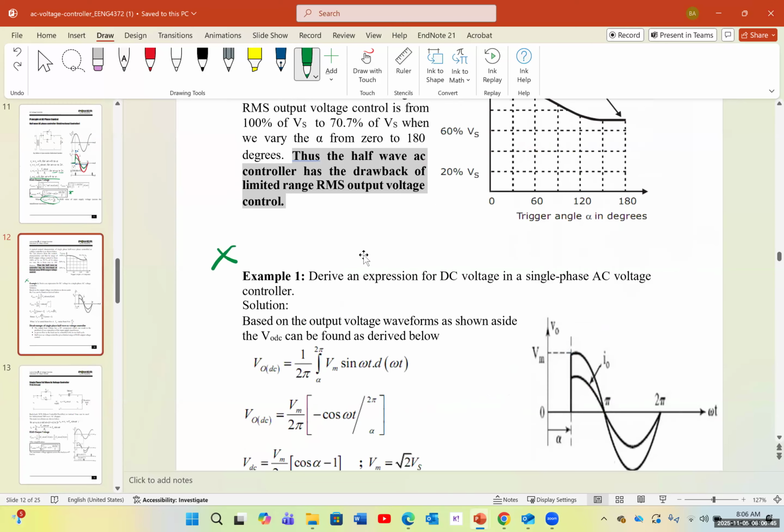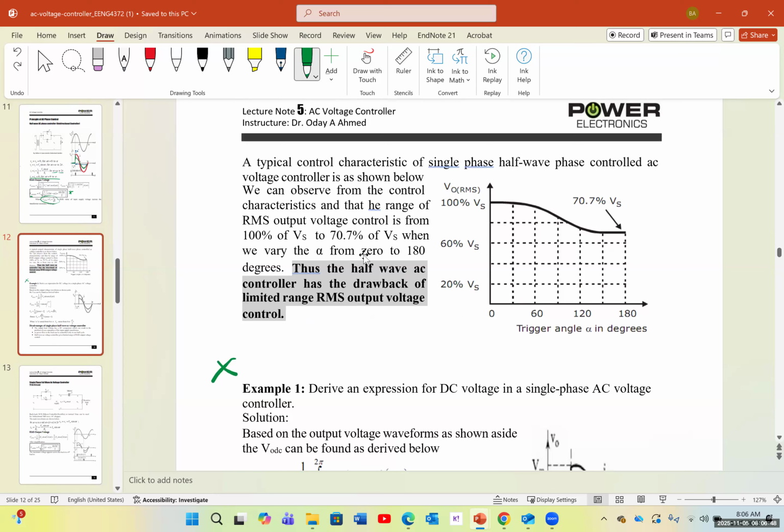And we solved the practice problem, by the way, for these systems as well. We realize in these systems the output RMS voltage can move between 100% of Vs and 70%. Therefore, we can't go to 50% or 0, and that's a limitation. Sometimes we need to get lower voltage in the output. Therefore, a half wave phase controller would not work.